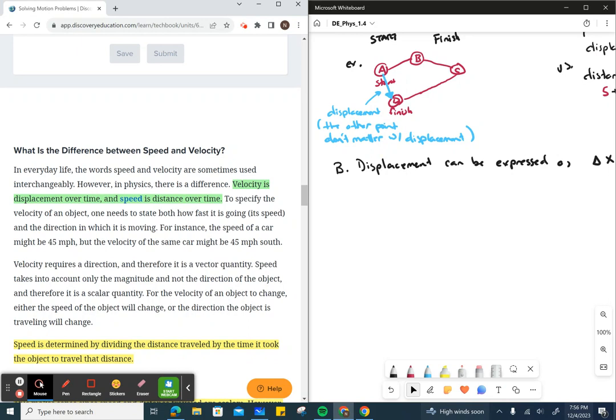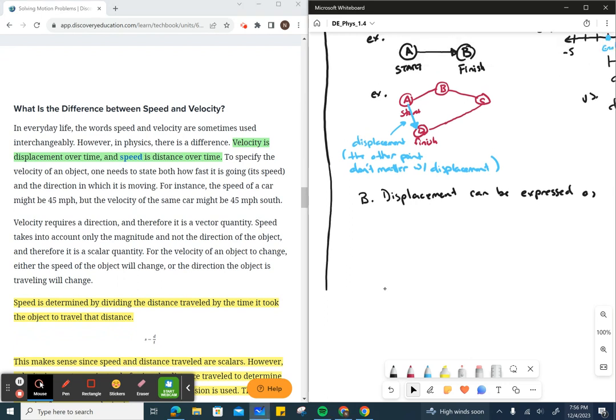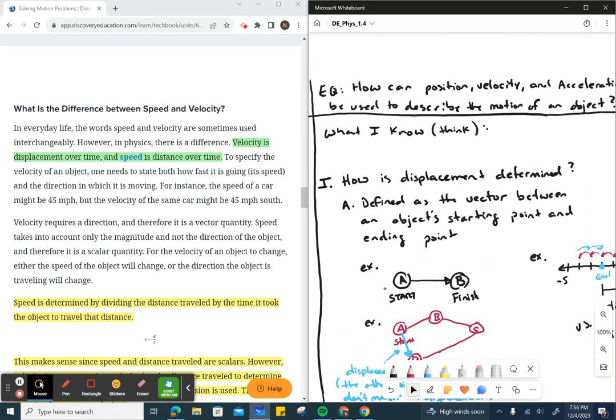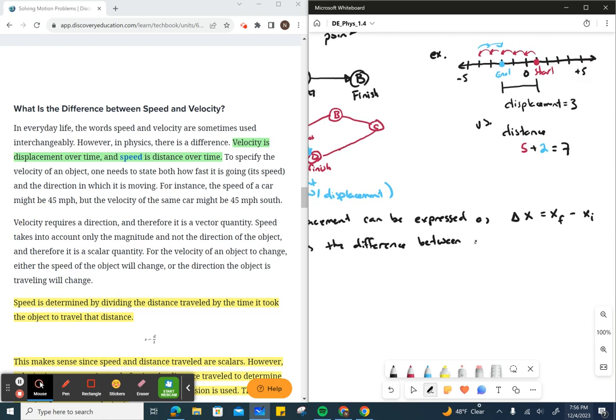Okay, what is the difference between speed and velocity? Okay, so let's see here. Let's go ahead and write that down. I think this is going to be Roman numeral 2, okay? What is the difference between speed and velocity?